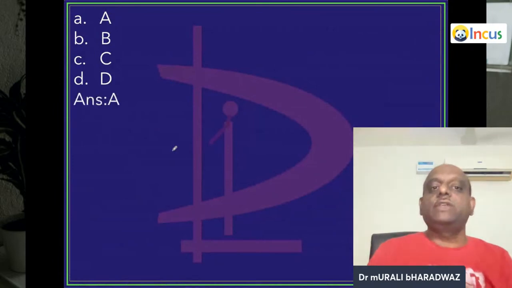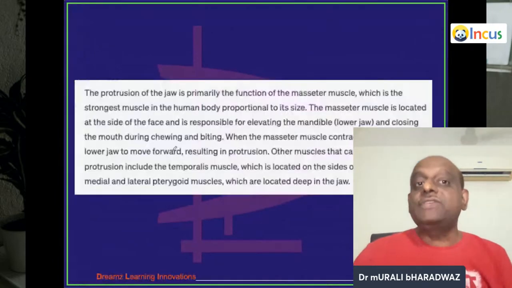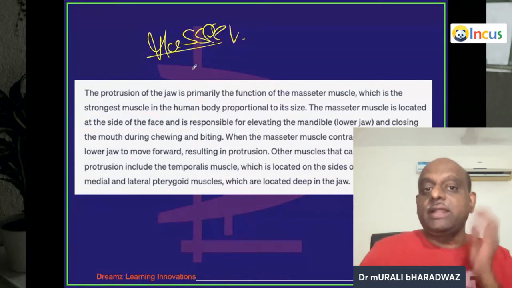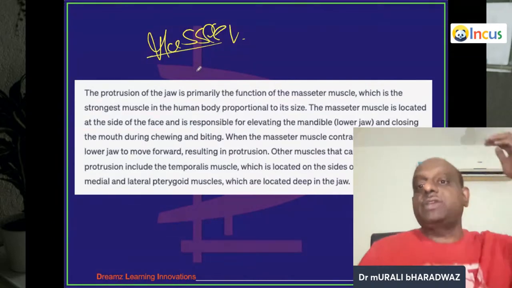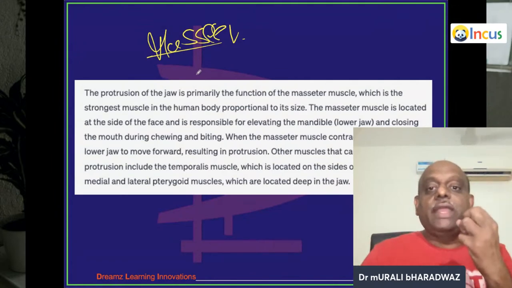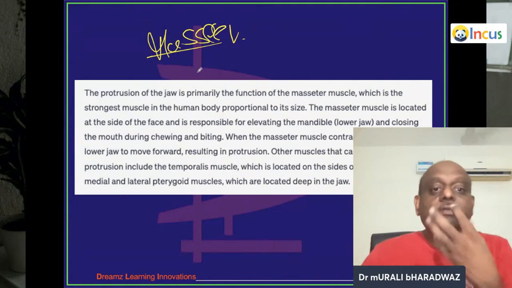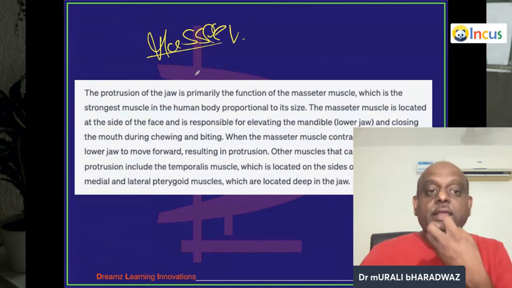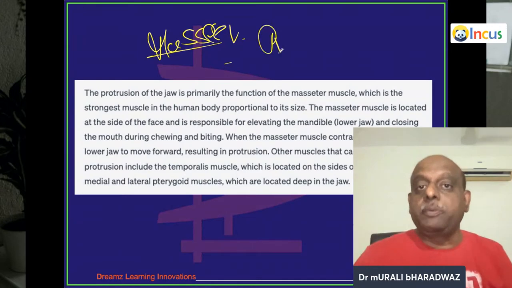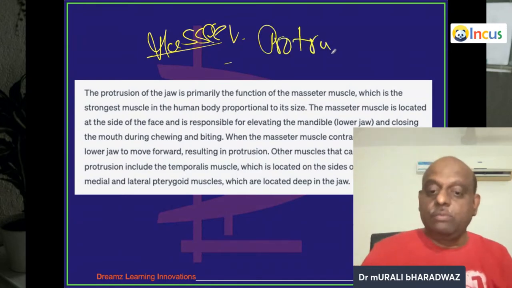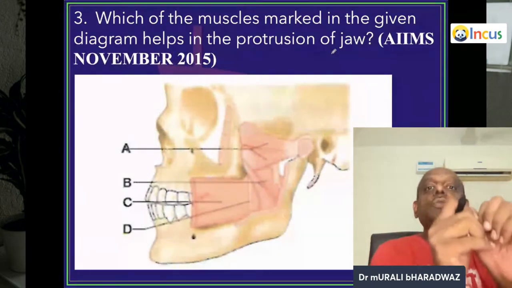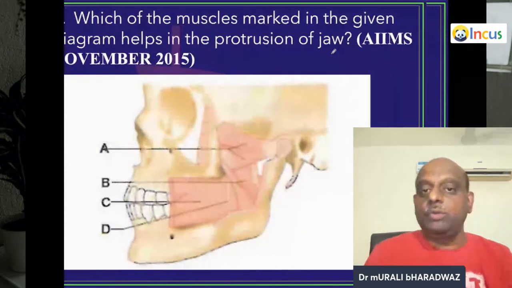Now, what is this muscle which is being marked, which leads to protrusion of the jaw? The protrusion of the jaw is the function of masseter, is what you need to remember. Masseter is located at the side of the face, and it leads to elevation of the mandible and the closing of the mouth when you are chewing and biting. It also causes the lower jaw to move forward, leading to protrusion. So masseter closes the mouth and protrudes the jaw, is what you have to remember.